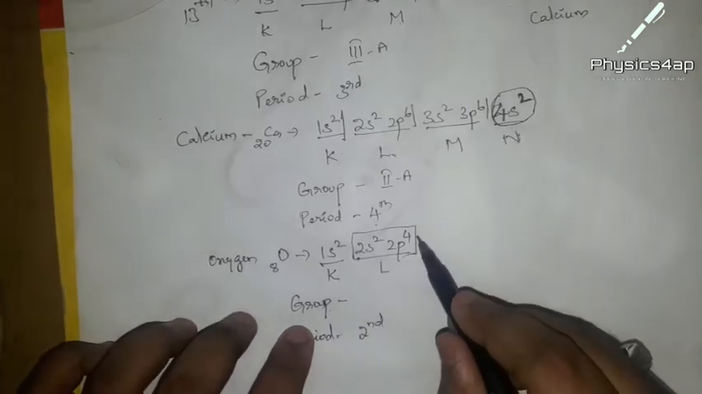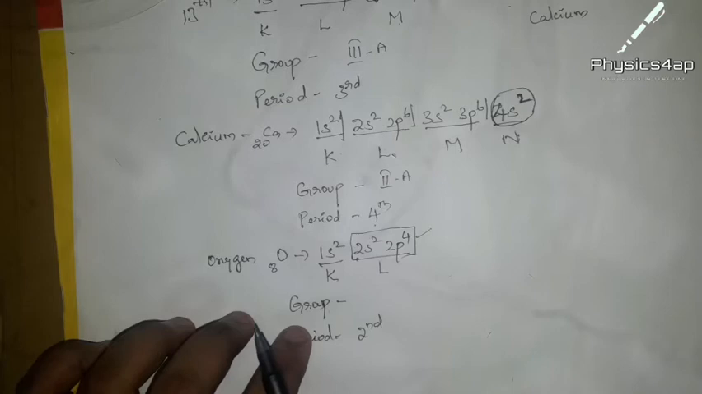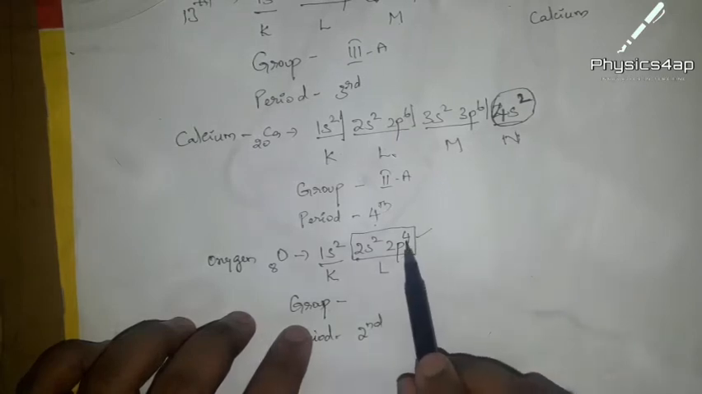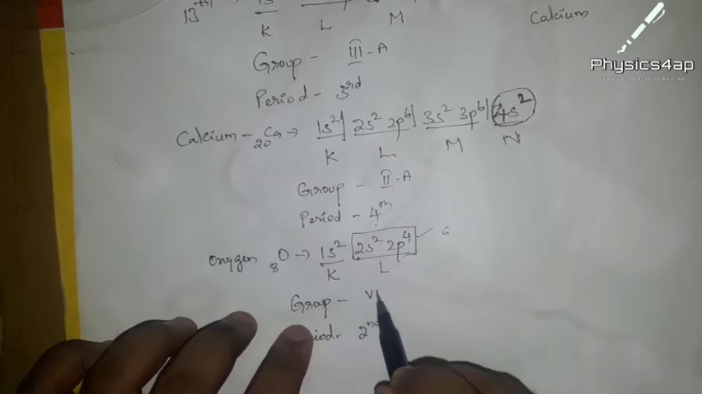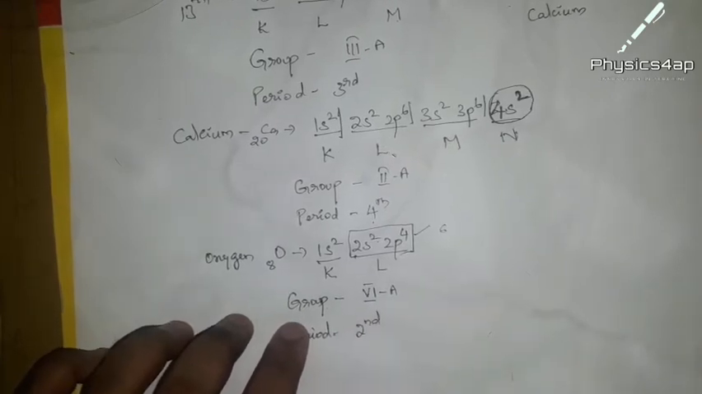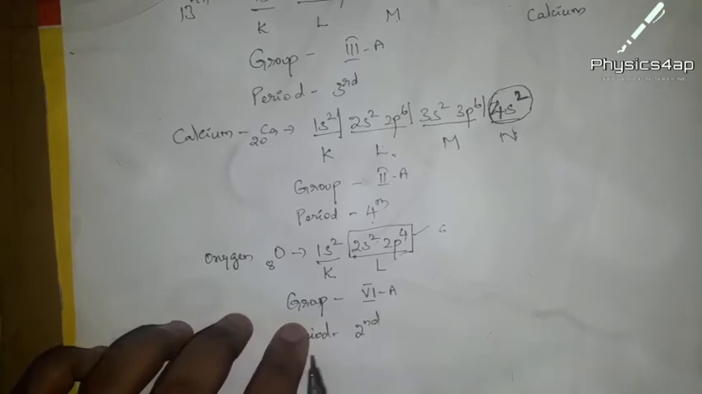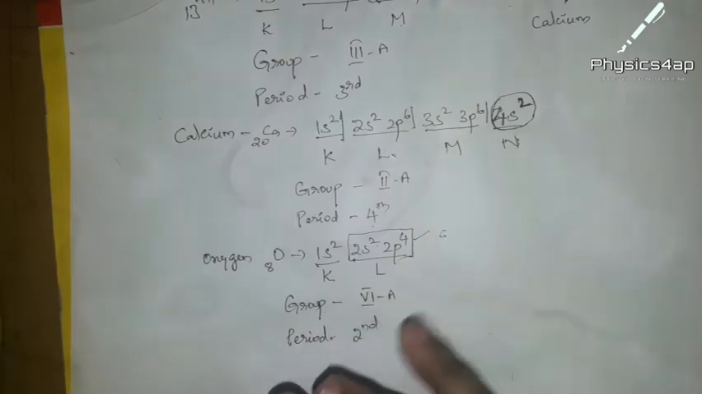Group: now find out the number of electrons which are present in the outermost orbit. So what is the number of electrons? Yes, 4 plus 2, 6. So as we have 6 electrons, it belongs to the 6A group. 6A group.